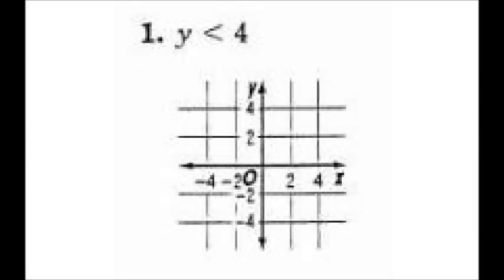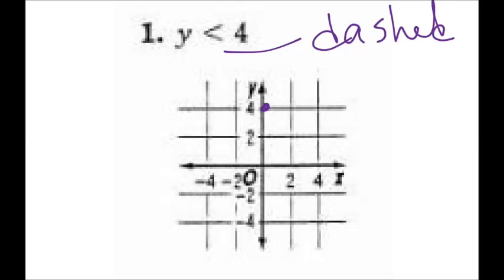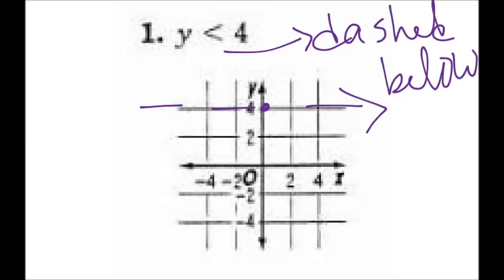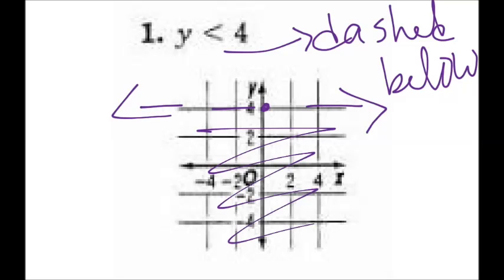So y is less than 4. We only have a y, so we go to where y is 4 and we make a point. This line is going to be dashed because it didn't have a line under there. And we're going to shade below because it's pointing to the y. So we only have a y, that means it's a horizontal line. So we draw a dashed line and we shade below.